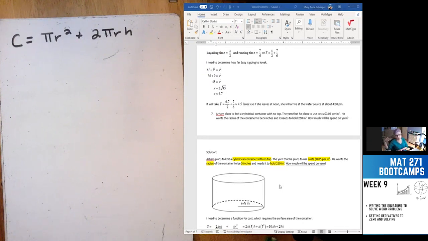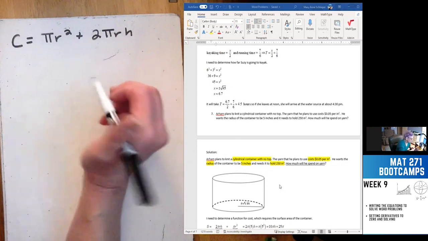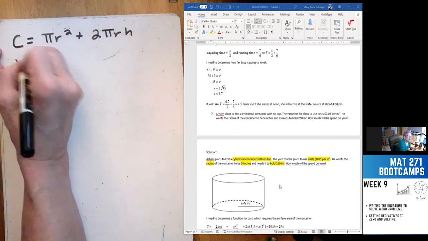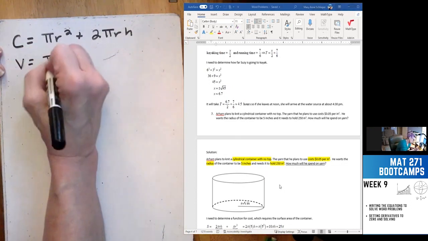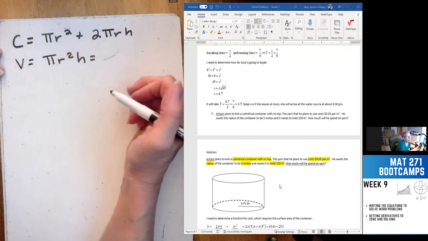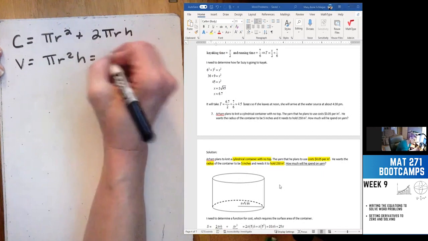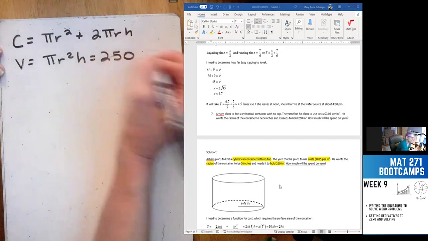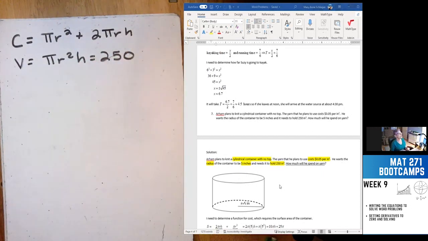It's just this one has no top, so you have to read your questions carefully to see whether they have a top or not. Our volume, which is pi r squared h, has to be equal to 250 cubic inches.